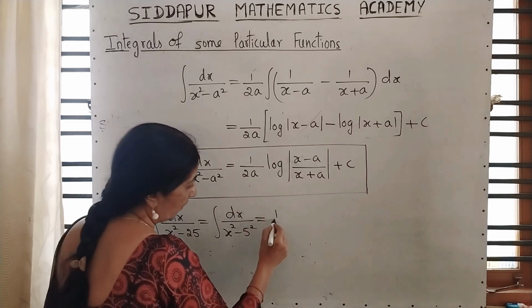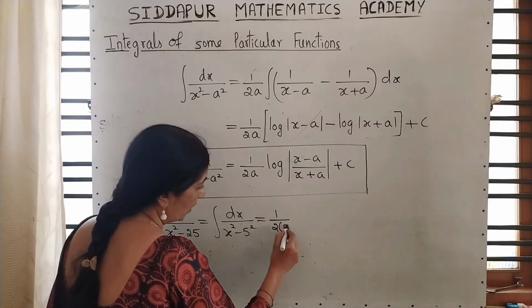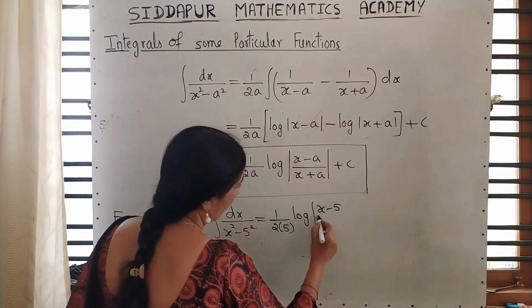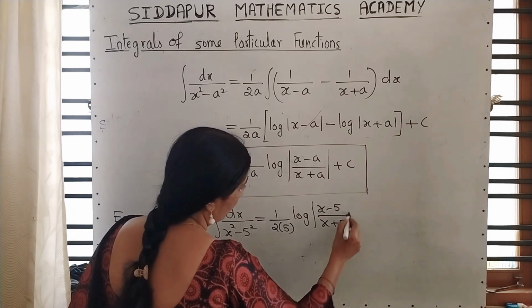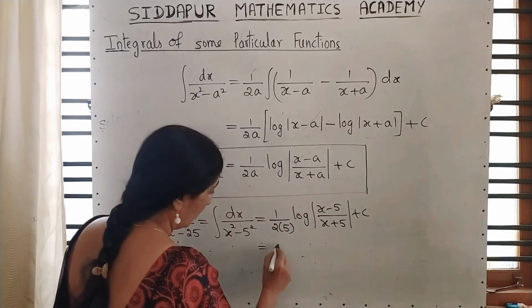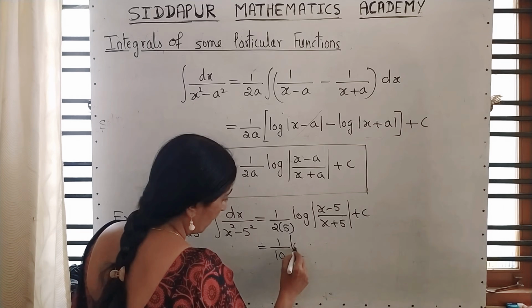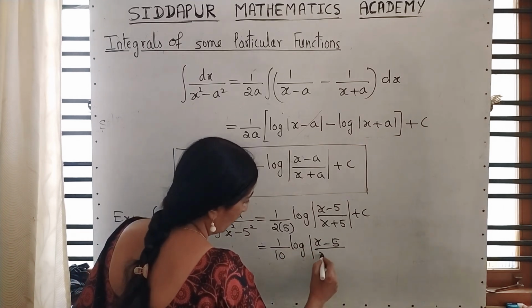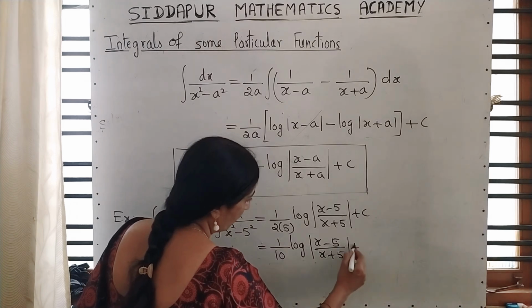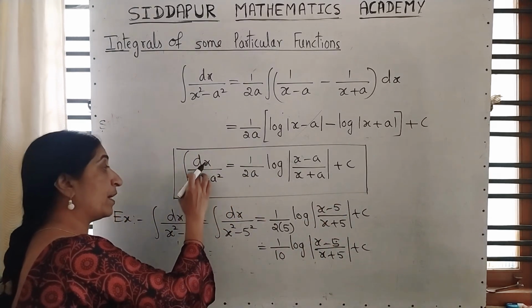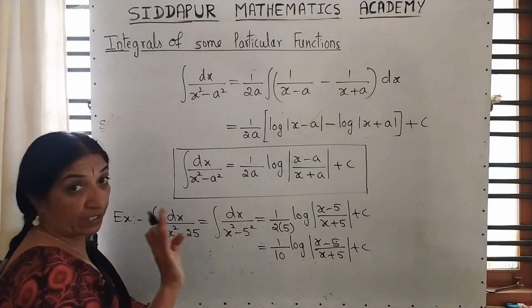a is 5. 1 upon 2 into 5 log of x minus 5 upon x plus 5 plus c. Or you can write 1 upon 10 log of x minus 5 upon x plus 5 plus c. Remember, in this example, after x square, immediately we have a number. There is no x term.